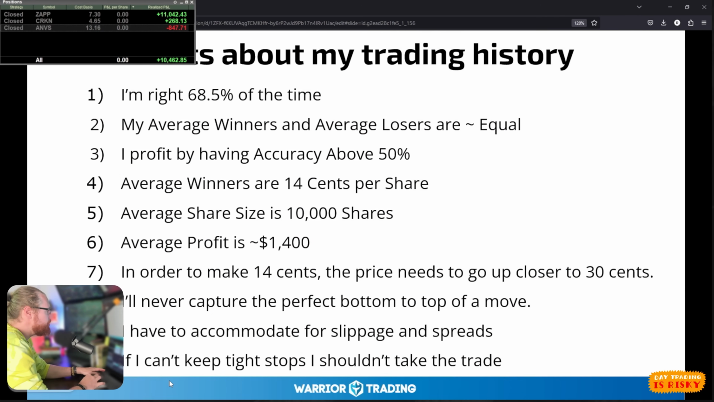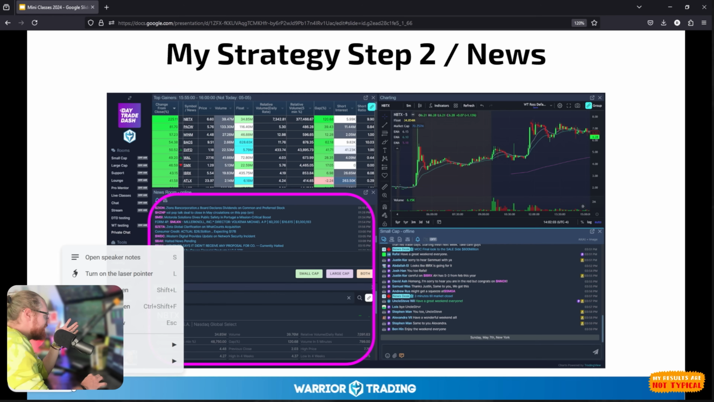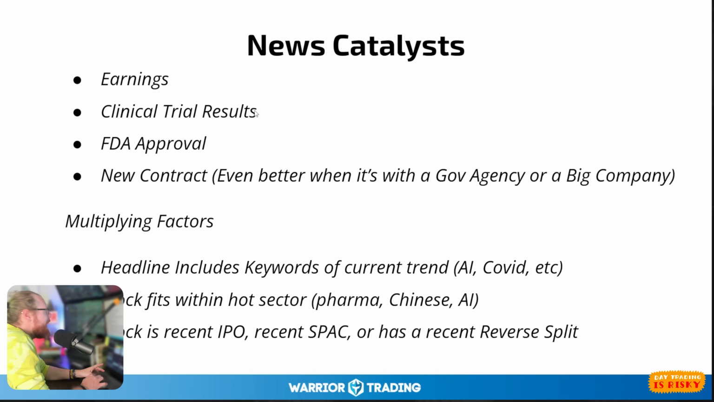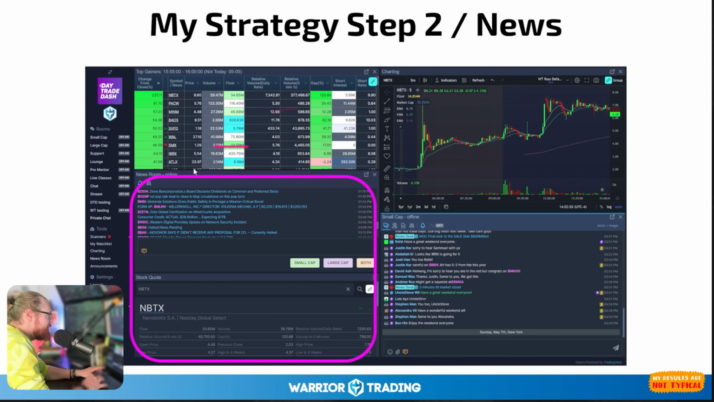Okay, so now you know a little bit of a few of the facts of my trading strategy. So step one is to find the stock moving. And step two then is to find out what the catalyst is. Now, I always like to see that we have a news catalyst such as earnings, clinical trial results, or FDA approvals, or a new contract. Now, we can see what the news headline is right inside Day Trade Dash, inside this platform.